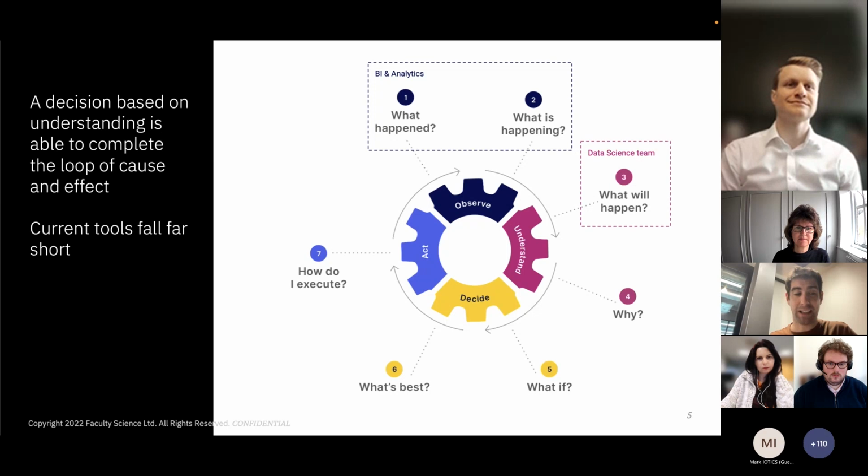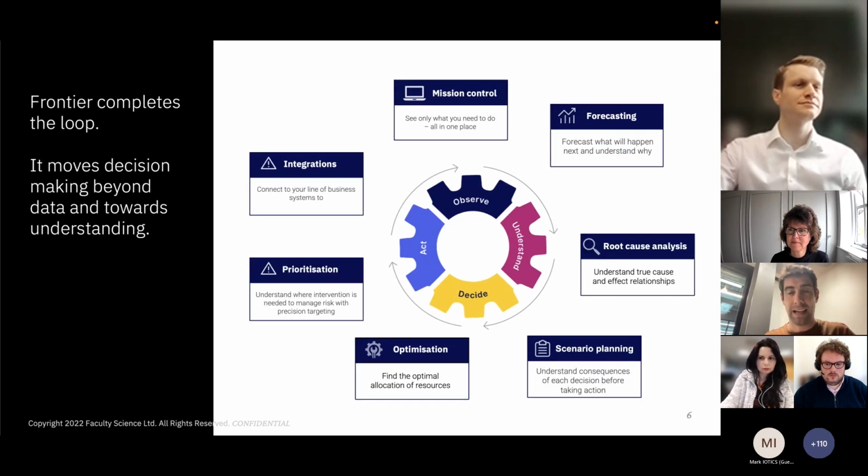So 50 times more data, not 50 times better decisions. When you make a decision, you observe something, you understand what you've observed, you decide what you're going to do, and then you act. We would argue current planning software, ERP software, only gives you a bit of observe, maybe a time late, and only a bit of understanding, but it can't give you root cause analysis, let you scenario plan, or understand the best thing to do in a complex system. And so our product Frontier uses machine learning models at each of these areas to give you that.